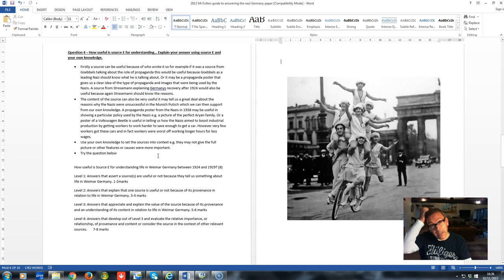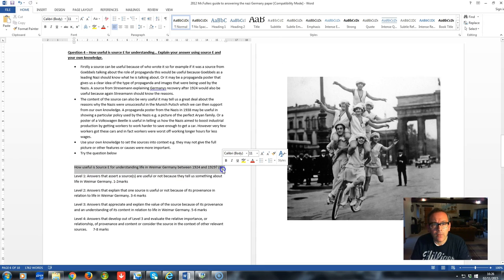The key, I suppose, to being successful in these questions is making sure that you can back everything up and show evidence of using your own knowledge to assess whether a source is useful or not useful. So you have to talk about the usefulness of it, but also the limitations as well. Okay. So below, you've got the question: how useful is source E for understanding life in Weimar Germany between 1924 and 1929?